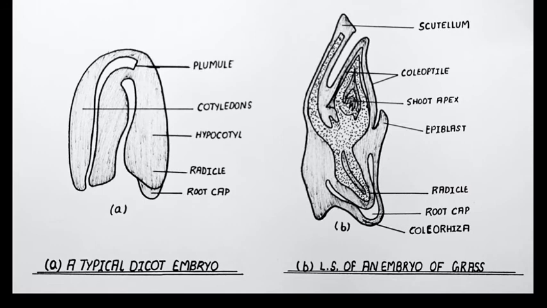Now we go with the structure of the monocotyledonous embryo. In the B portion we have the LS of an embryo, a picture of a grass embryo. A typical monocotyledonous embryo consists of one cotyledon, and you see the scutellum over there, the upper part of the grass. The cotyledon is situated on one side of the embryonal axis, we call it the scutellum. The radicle and root cap are situated at the lower end of the embryonal axis. It is enclosed in an undifferentiated sheath called the coleorhiza.